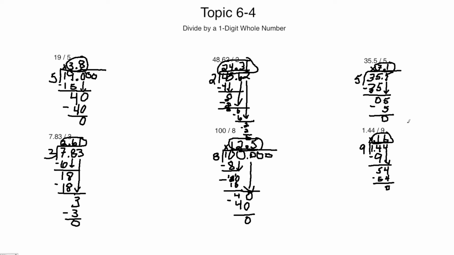I hope that you've learned how to divide by a one-digit whole number. And if it doesn't have a decimal, don't forget we do not have a remainder. We add a decimal and 3 zeros.